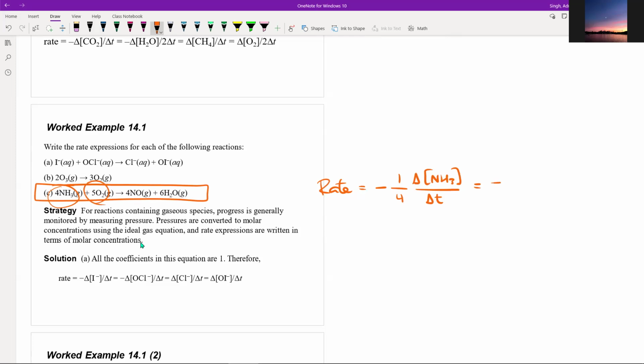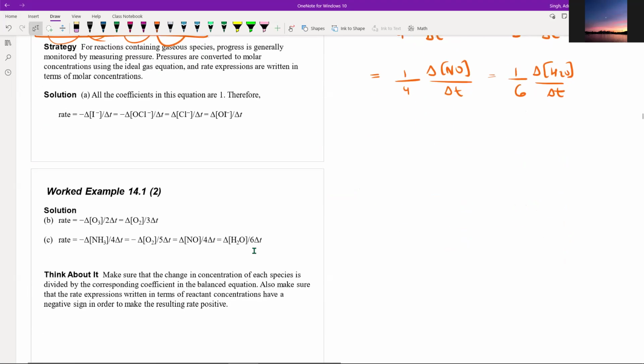That's a reactant, so it's going to be negative 1 over the coefficient, which is 5, times delta change in the concentration of O2 over the change in time, and then that's also equal to, how we get to the product, so it's a positive value, 1 over the coefficient for NO, 4, delta NO over delta T, and that's equal to now the H2O. We have a product, so it's a positive value, 1 over the coefficient, which is 6, delta H2O over delta T.